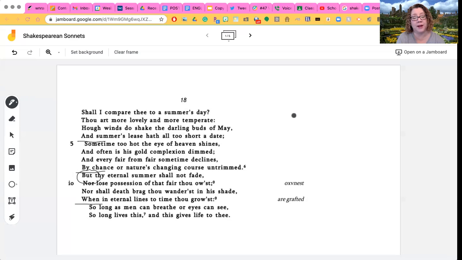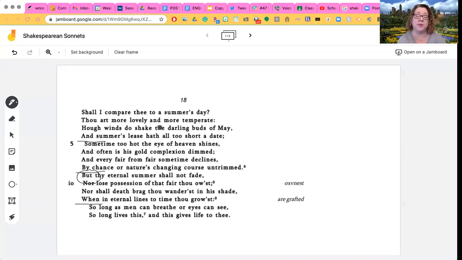Nor shall death brag thou wanderest in his shade, when in eternal lines to time thou growest. So long as men can breathe or eyes can see, so long lives this, and this gives life to thee.